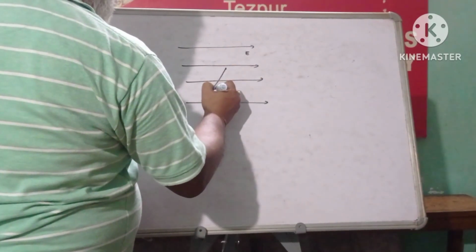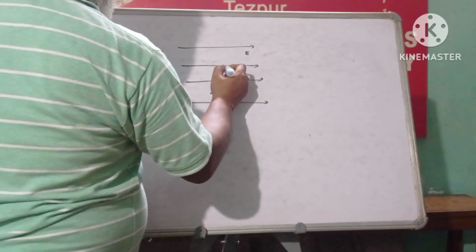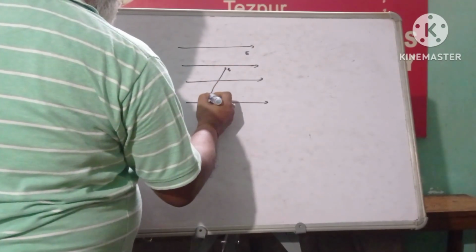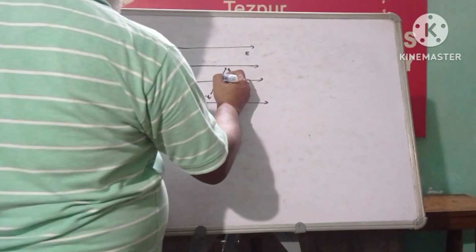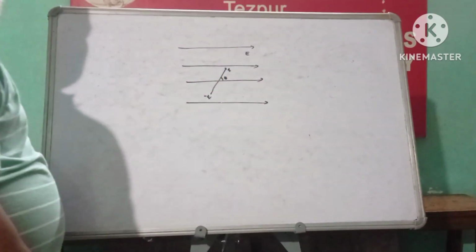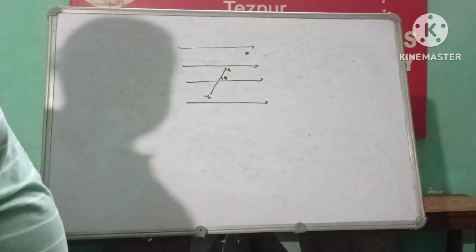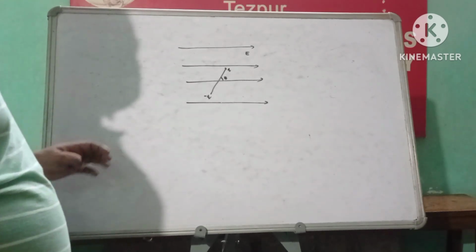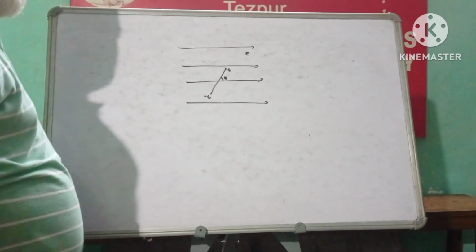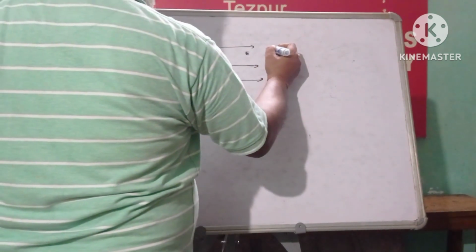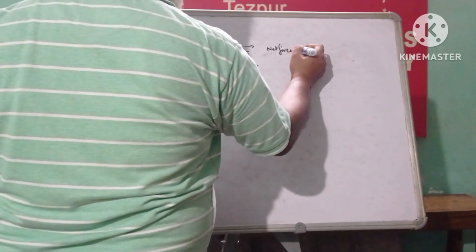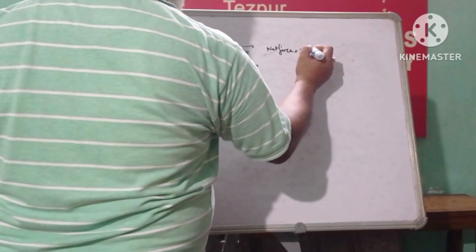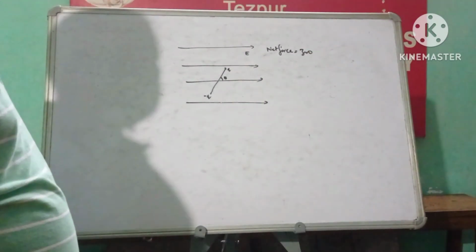So this is your dipole, this is plus Q, this is minus Q, and this is theta. So here you see that the most important thing you must remember is that the net force is zero. This is very important. The net force is zero.